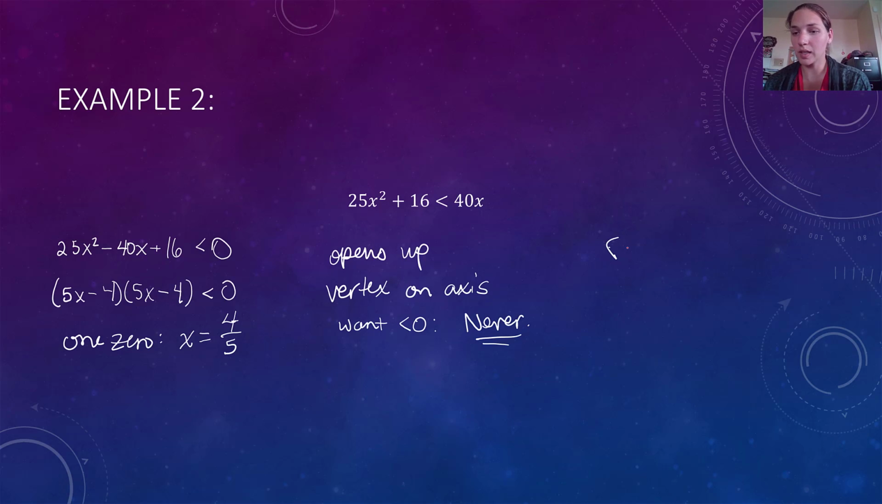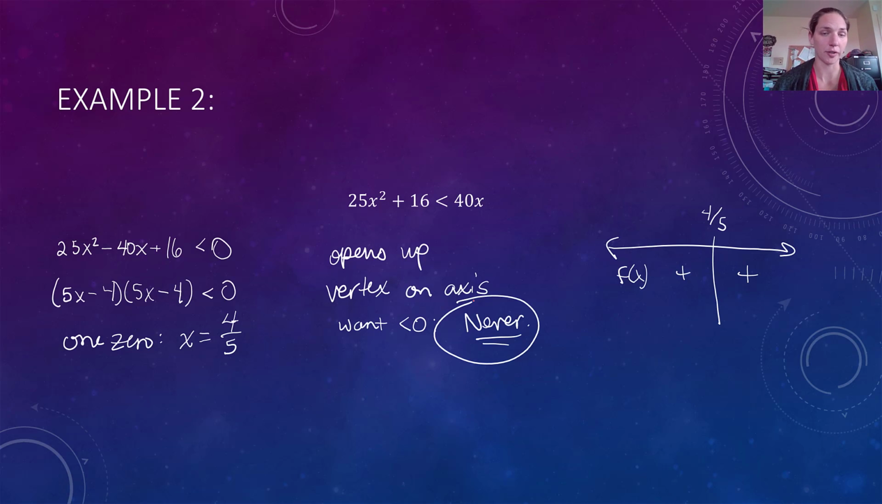I can also do this with the line. 4/5 goes here. I get that f of x is positive here and positive here. So again, it's never true. And that's always a possibility. We could have had no intercepts, and then we would have just said, okay, is the whole thing positive or is the whole thing negative? Because that'll tell us that too.